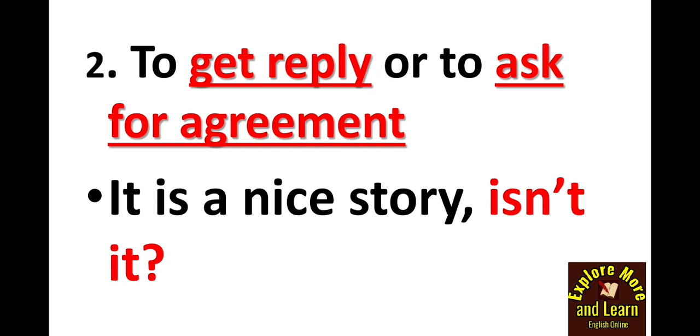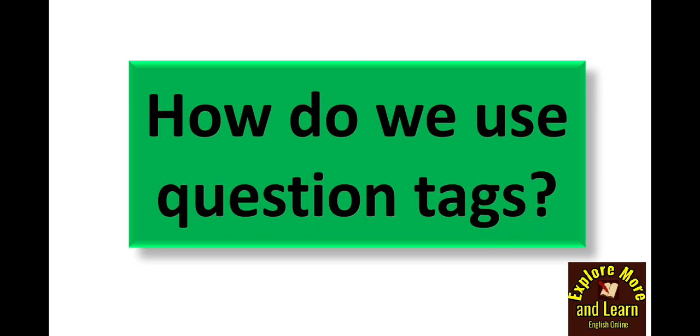And question tag is used to get reply or to ask for agreement. For example, it's a nice story, isn't it? So in this way, this question tag, isn't it, is used to get a reply or to ask for agreement. It is a nice story, isn't it? So we use question tag to confirm something is true or not, or to get a reply or to ask for agreement. Now, how do we use question tags?